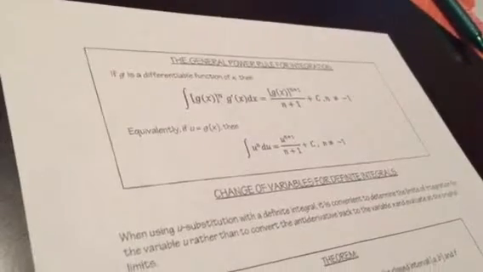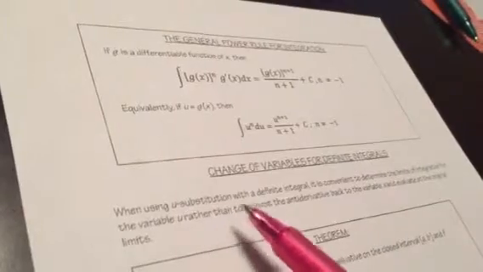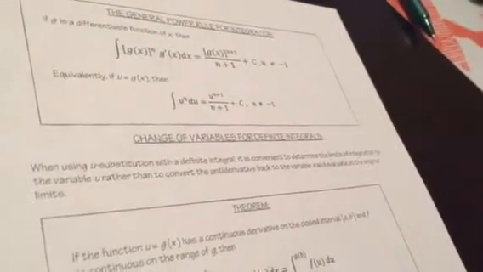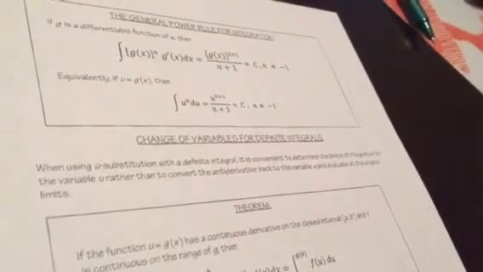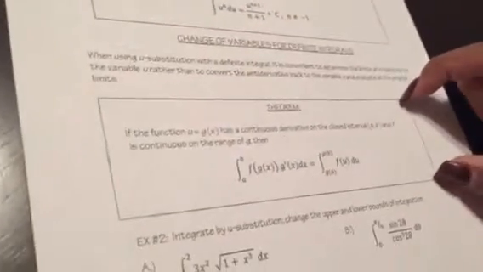Now, that's when we're not given any limits. If we are given limits, and then this is going over the general power rule for integration, which we already know how to use. You add 1, divide by the new exponent. But change of variables for definite integrals. When using u substitution with a definite integral, it is convenient to determine the limits of integration for the variable u rather than to convert the antiderivative back to the variable x and evaluate at the original limits. And then this bottom box is saying the same thing, change of variables for definite integrals.